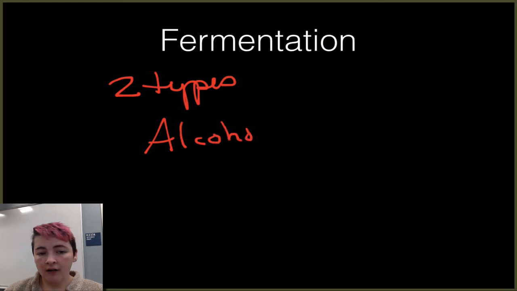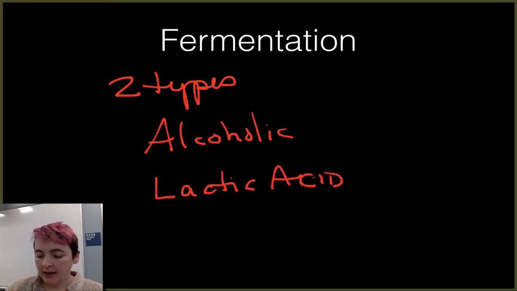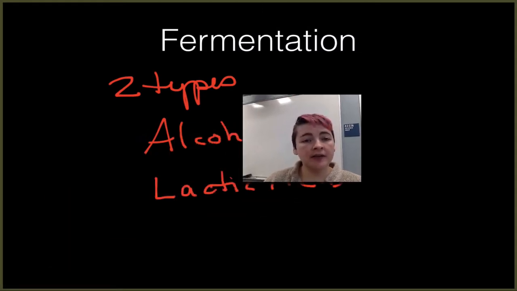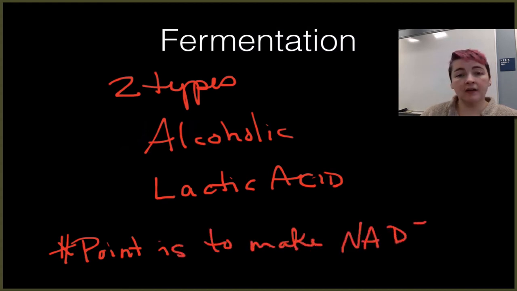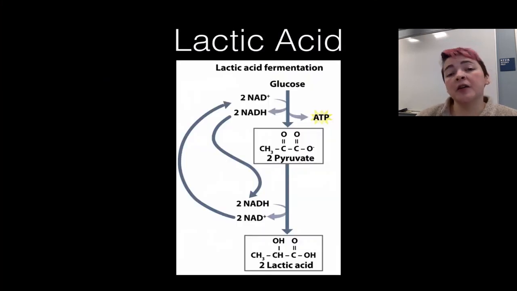We have alcoholic and we have lactic acid. Again, this is happening in the cytosol or the cytoplasm. The point of fermentation is to make our NAD, to keep glycolysis going. The first type of fermentation we're going to look at is lactic acid fermentation.